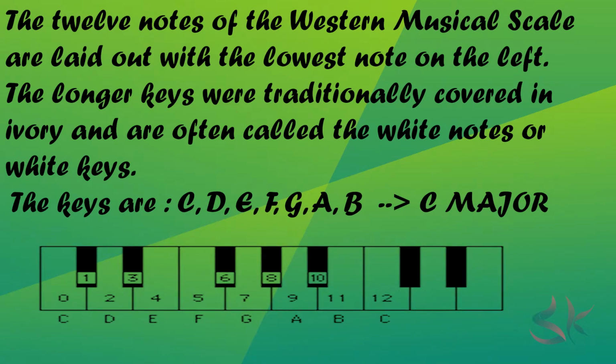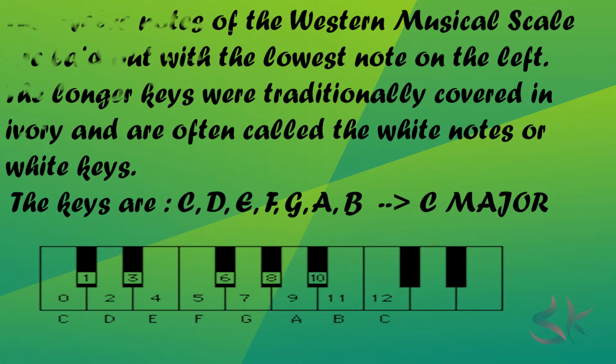The longer keys were traditionally covered in ivory. They were often called the white notes or the white keys. The keys are C, D, E, F, G, A, B and is called the C major scale.